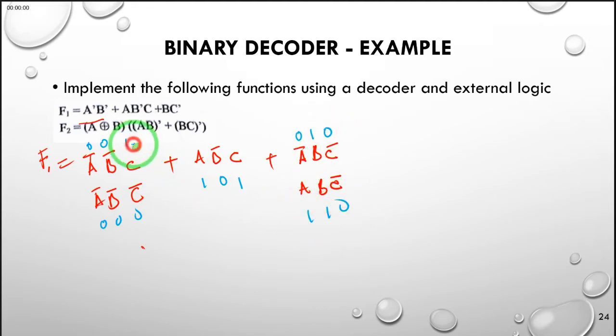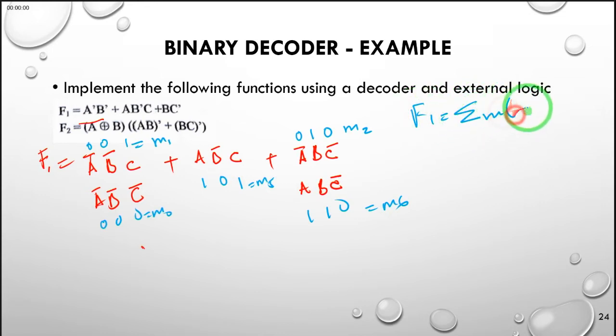And we can clearly see that this is our minterm 1, minterm 0, minterm 5, minterm 2, and minterm 6. Therefore, we can say that our F1 is going to be given by sum of minterms. We arrange them in the order 0, 1, 2, 5, 6. And you can do it in a similar manner for F2.